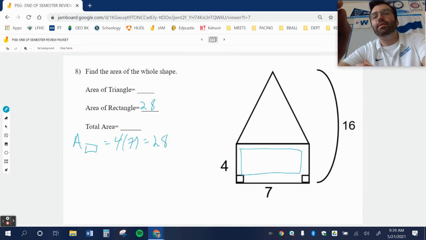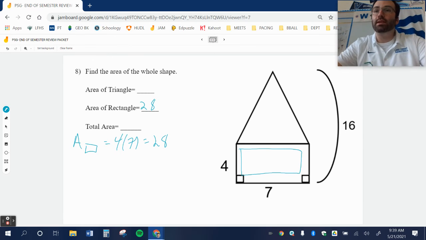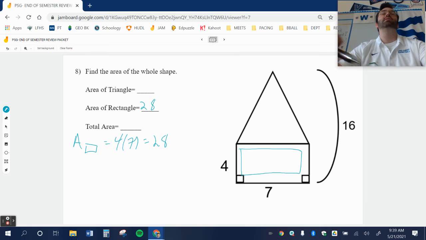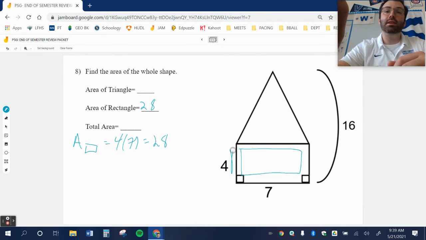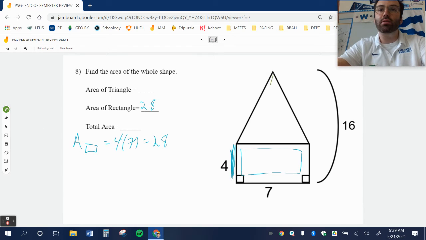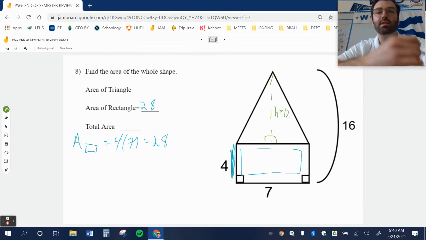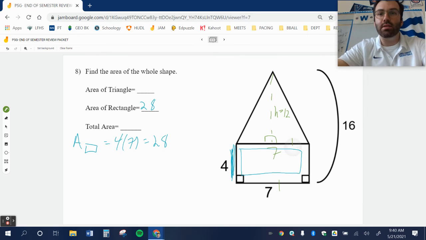Well, this 16 is here for a reason. The 16 is the height of the entire shape. Since 16 is the height of our entire shape, and this piece is 4, that means the height of my triangle here is 12. So h equals 12. And then the base is just 7. It's a rectangle, so these sides are congruent.